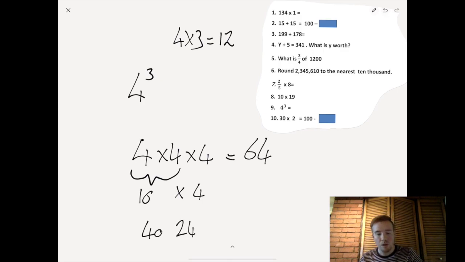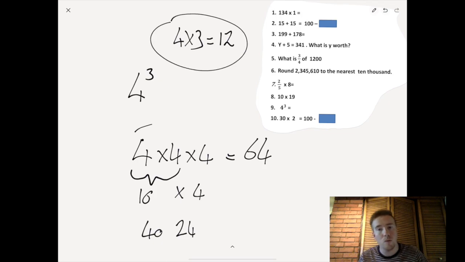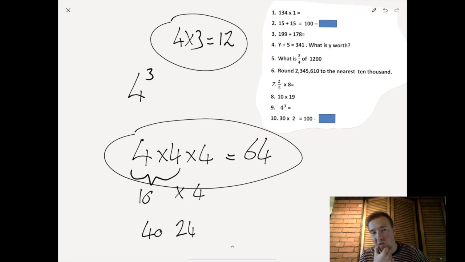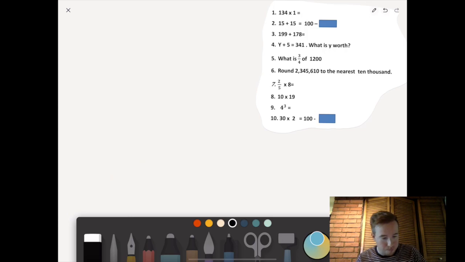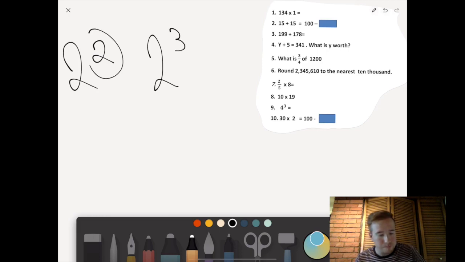Okay? Notice the difference. 4 times 3 is 12. 4 cubed is 64. So you are a million miles away from the answer. If you put 12 as the answer, you're nowhere near. Okay, you're not even close. So please make sure that you understand that, you need to remember what these mean. Okay, we've got squared and cubed.